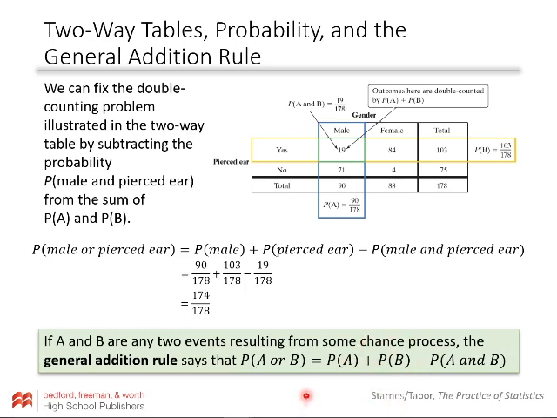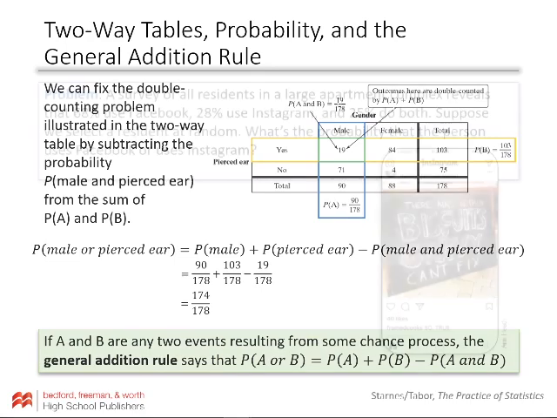So if I wanted to know the probability of getting a 5 or a 6 on a die, I could add the probability of 5 plus the probability of 6, but there's nothing to subtract because there's no way to get a 5 and 6. In this case, male and pierced ear is possible. So that's what we're dealing with there.